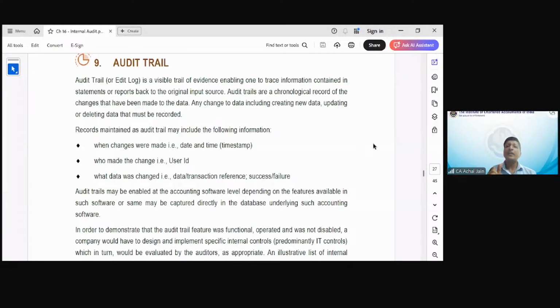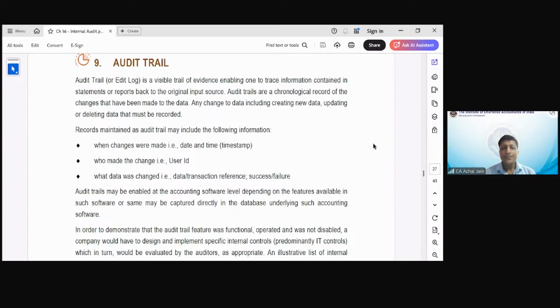Audit trail, you can say, is a kind of log. Log means log of evidences, which means, let's suppose during the year in the accounting system some changes have been made. Okay, any accounting entry has been deleted. So a log will be created. Then an evidence will remain. That is what you call as audit log. Now, for this audit log, for this audit trail, statutory auditor is required to specifically report in his audit report.